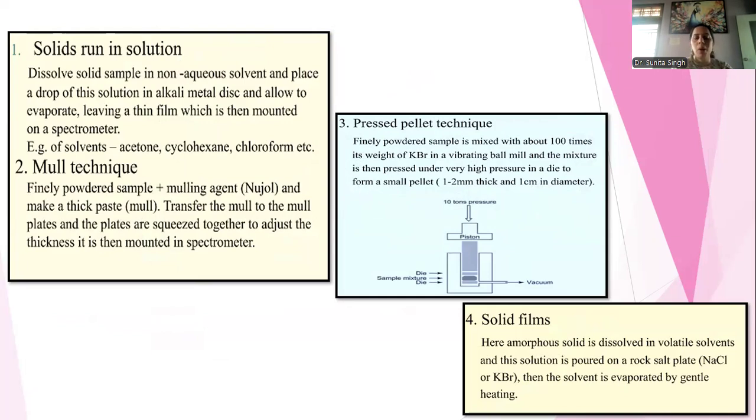In the mull technique, the finely powdered sample is added with a mulling agent like Nujol to make a thick paste. Transfer the mull to the plates, and the plates are squeezed together to adjust the thickness. It is then mounted in the spectrometer.